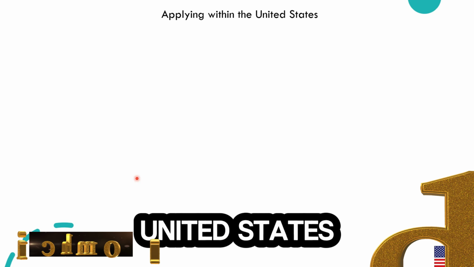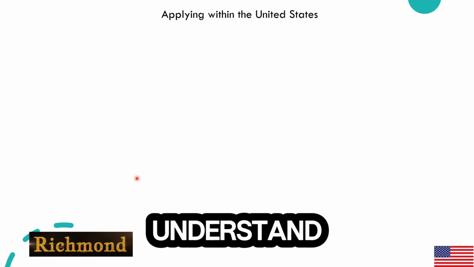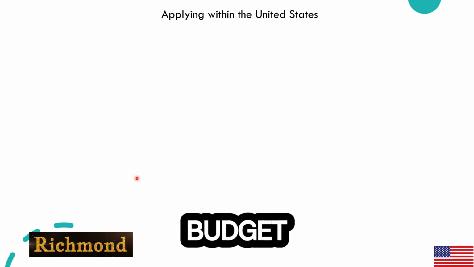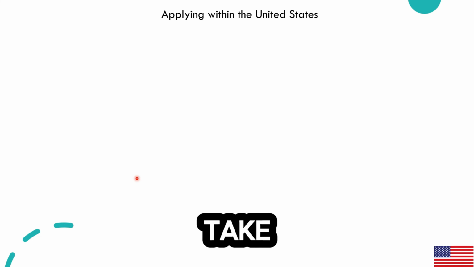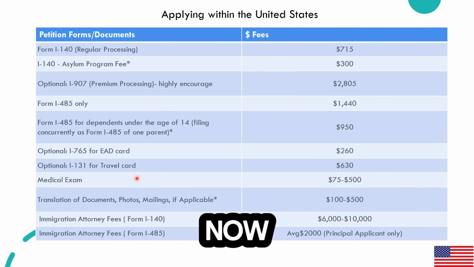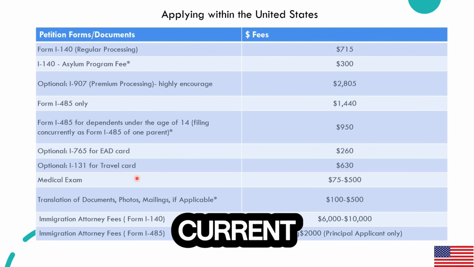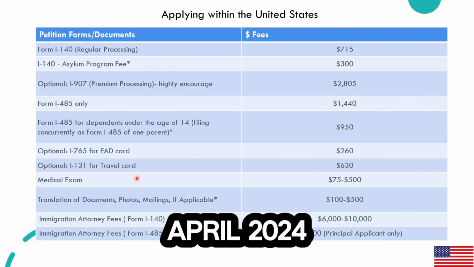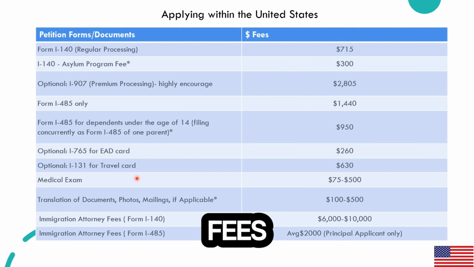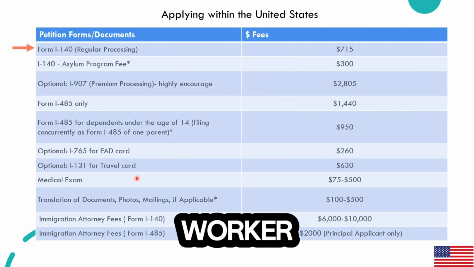Let's break down the filing fees for the EB-2 NIW green card petition. For those who are applying within the United States, it is essential to understand this cost upfront to budget properly. Let's take a look at each of the forms and its associated fees. Now, these are the current fees, meaning effective 1st April 2024, there have been changes in the fees, and these fees reflect that. First is Form I-140, which is the Immigrant Petition for Alien Worker.